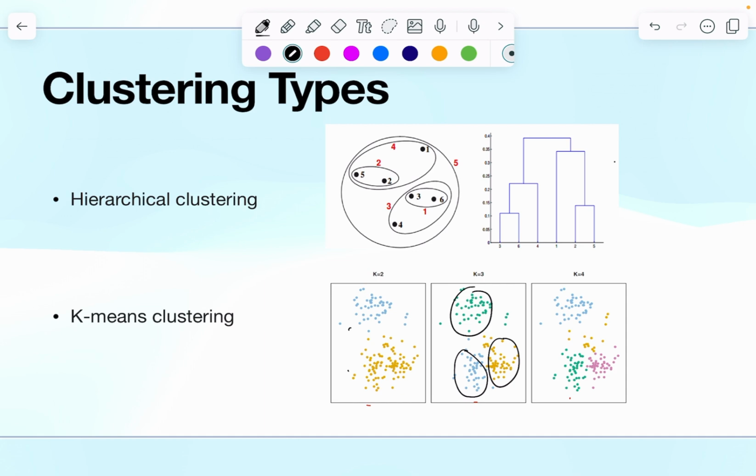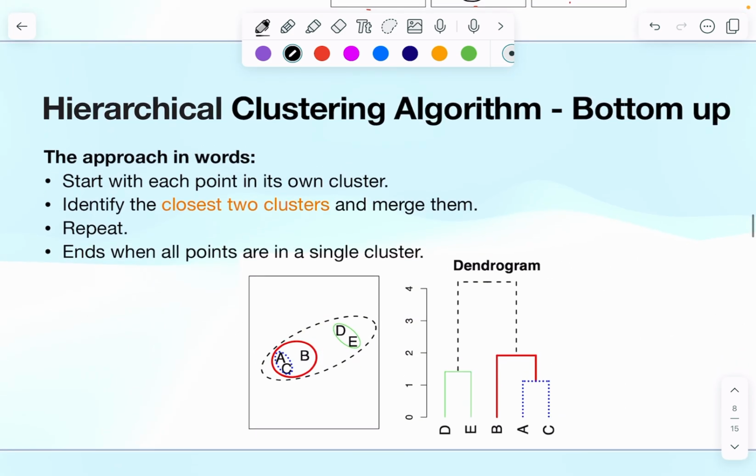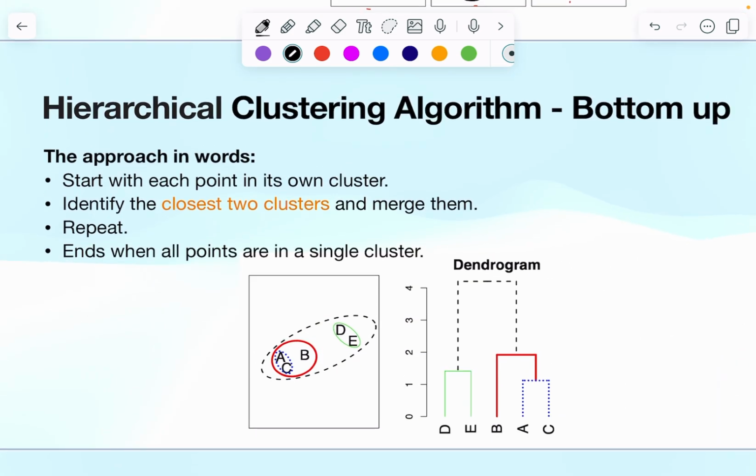Okay, so for hierarchical clustering, you will get a dendrogram finally, like this. And then the algorithm: we will start with each point in its own cluster. So each point is a cluster. And then we identify the closest 2 clusters and merge them.